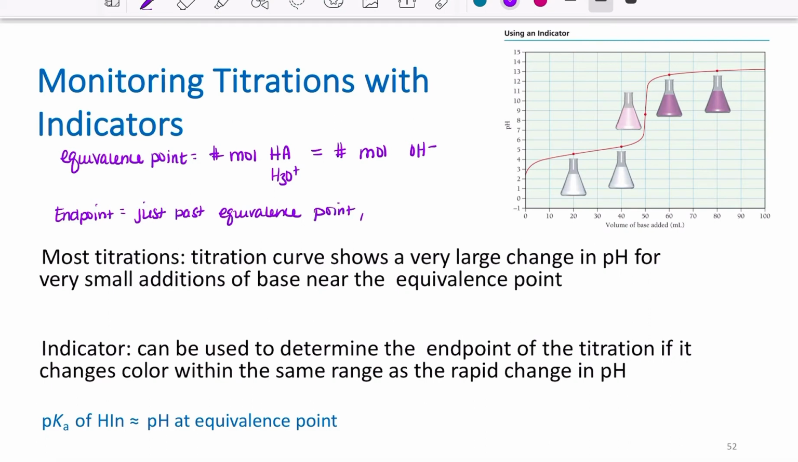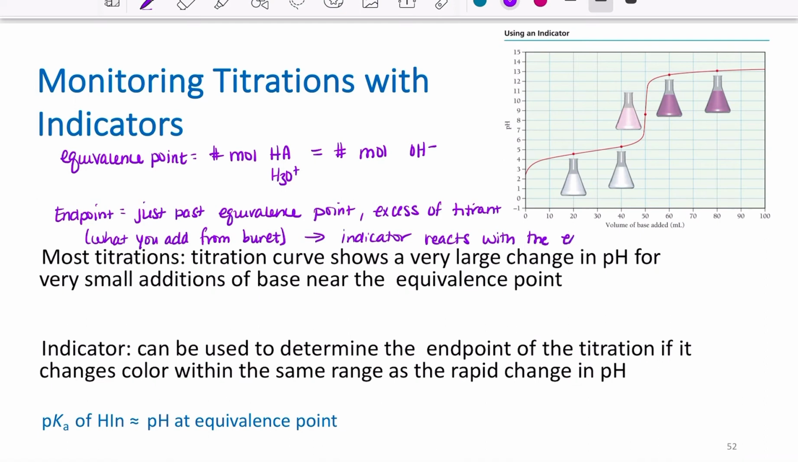At the endpoint, there's an excess of your titrant. So whatever you're adding from the burette. For adding base, like the picture shown here, that means I have excess base. This is where the indicator reacts with the excess. And if it's in the right range, can change color.